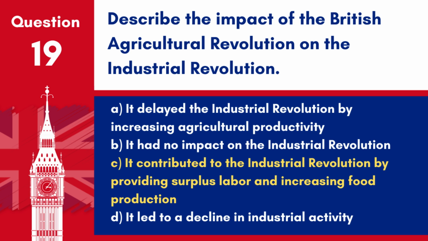Answer: C. It contributed to the Industrial Revolution by providing surplus labour and increasing food production. The British Agricultural Revolution brought about significant changes in farming practices, which increased food production and allowed more people to move to cities, thus fueling industrial growth.